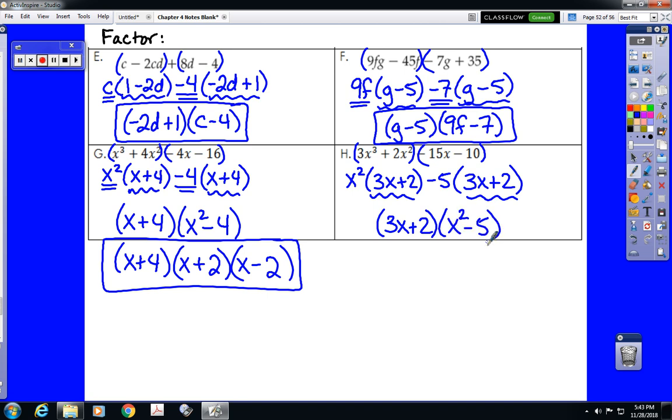Now you may be thinking to yourself, hey, I might need to factor this again. However, x squared minus 5 is not a difference of two perfect squares. It is a difference, and x squared is a perfect square, but 5 is not. So this binomial does not factor again, and we're done with that problem.